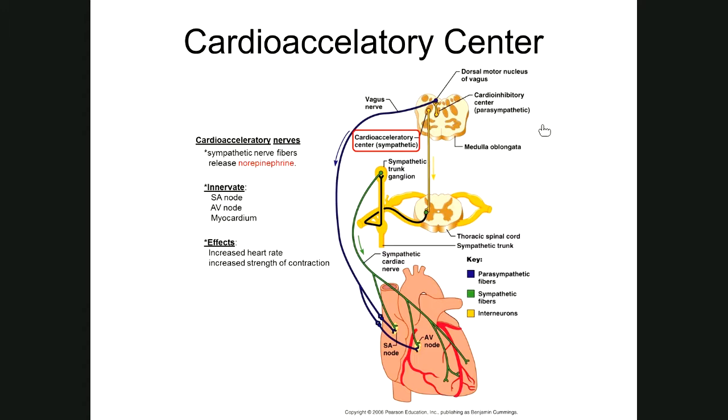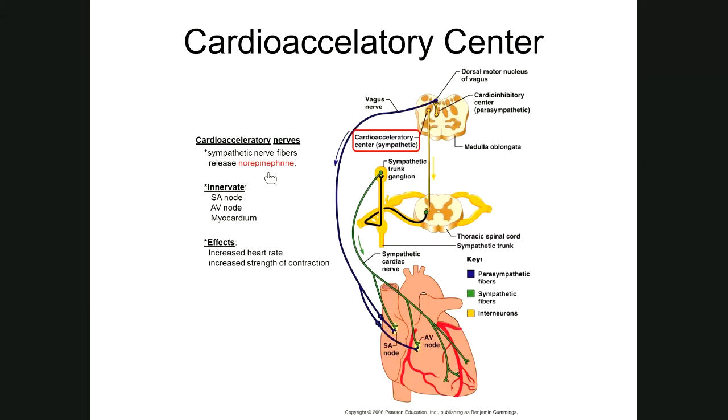So let's look at the cardioaccelerator or acceleratory nerve. It's over here on the left. It tells you sympathetic nerve fibers release norepinephrine. So in your notes, consist of the sympathetic nerve fibers which extend from the cardiovascular center of the medulla to the spinal cord in the thoracic region.